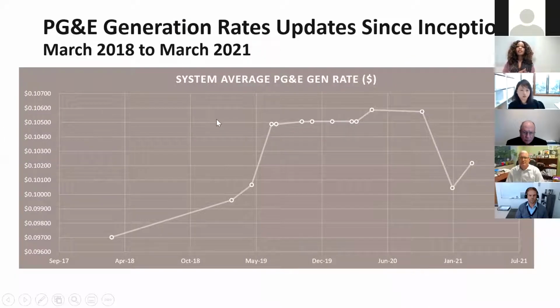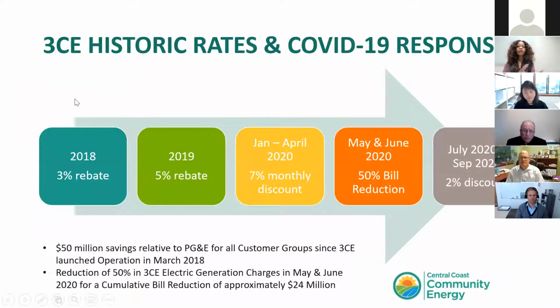So what that looks like since 2018, since inception, you can see on this graph here that there have been multiple times, even within a single year, where PG&E has made changes to the generation rate, and as such, we would have to react in response to that, go back and make adjustments as well. Over time, though, under our existing model, we have managed to provide over $50 million in savings to our customers relative to what they would have spent on generation services had they remained with PG&E.